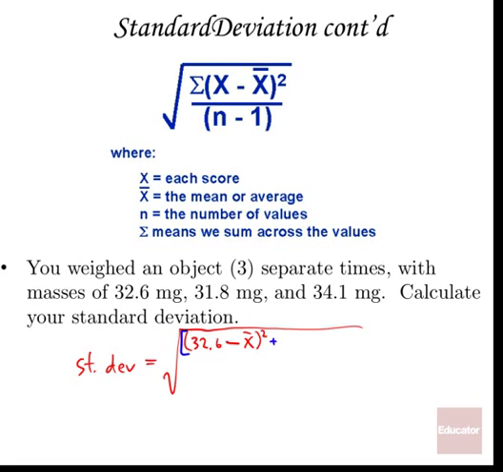So plus 31.8 minus x bar, squared. And then plus 34.1 minus x bar squared.